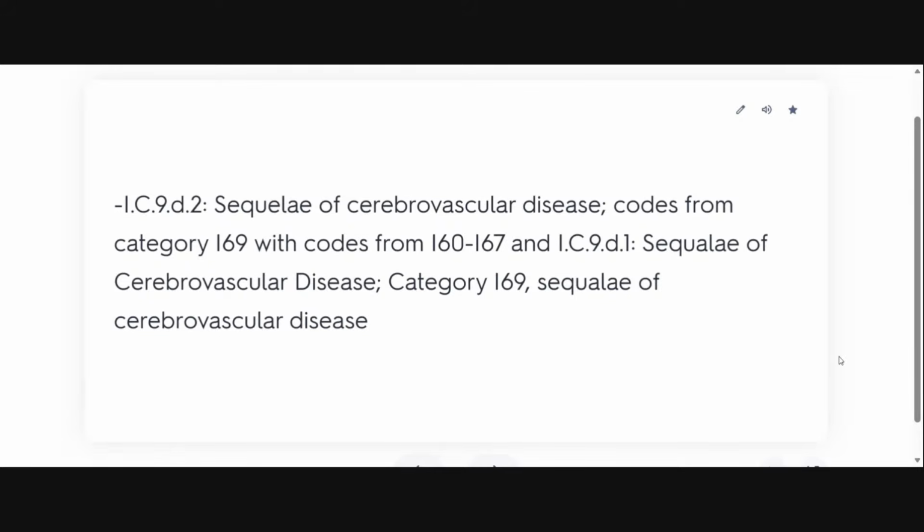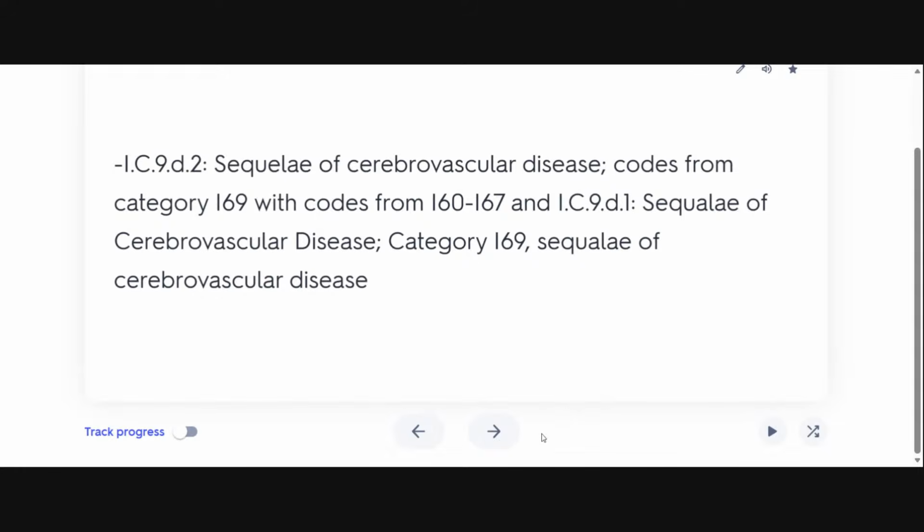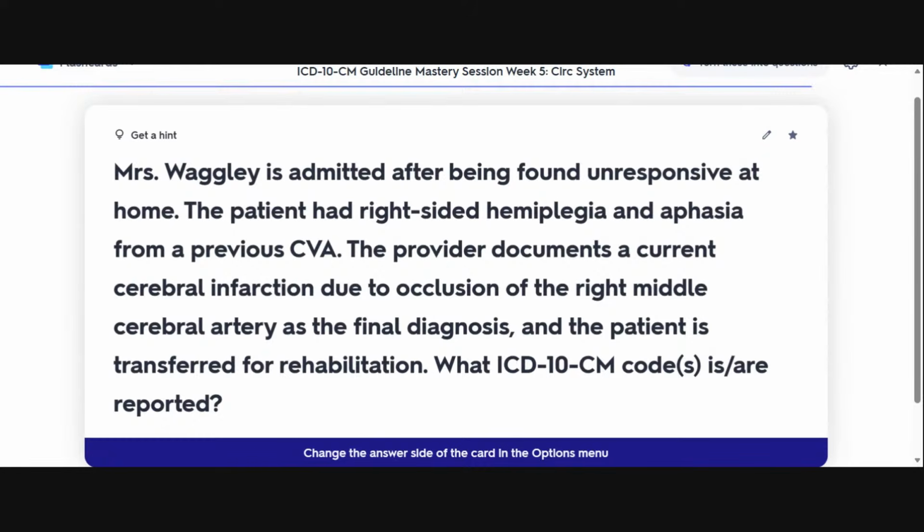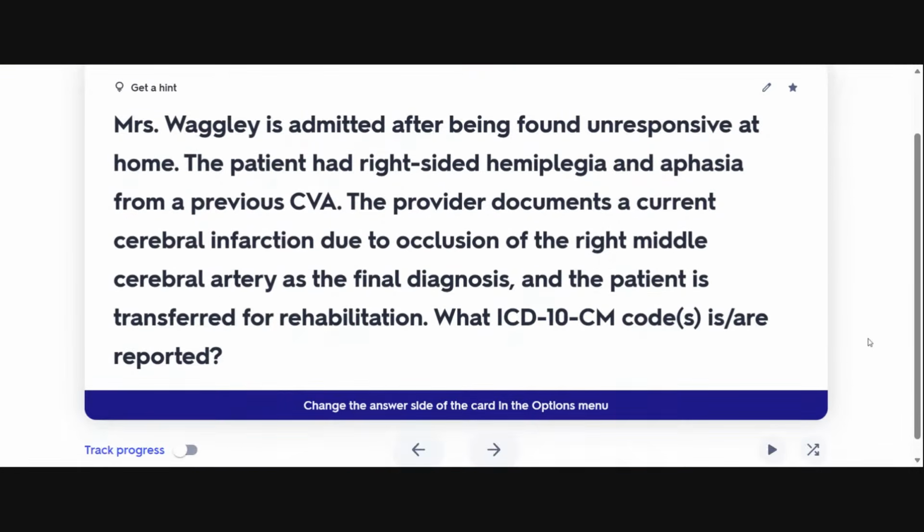And now, using those guidelines, we are going to put it all together and we are going to select our ICD-10-CM codes. All right. You guys got it. I'll give you guys a few seconds for this one. And as always, we will switch over to the PowerPoint and we will go over it all together.